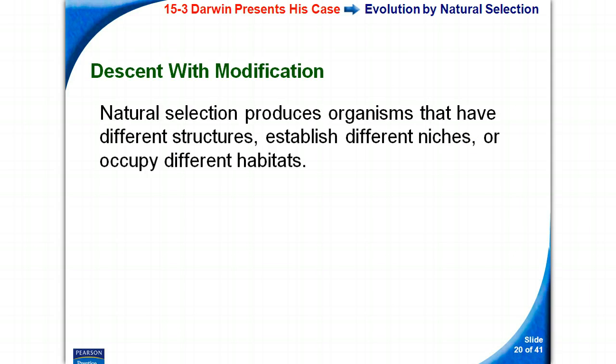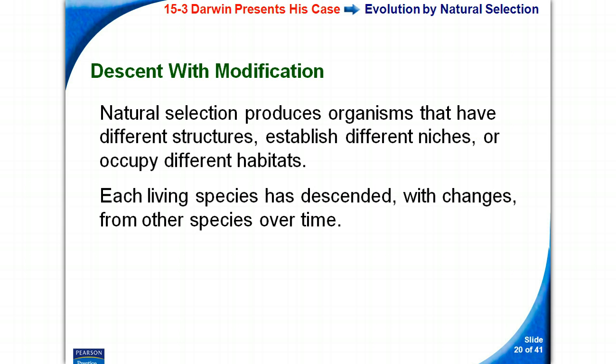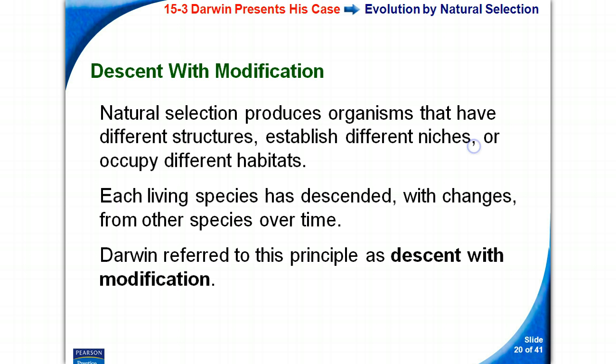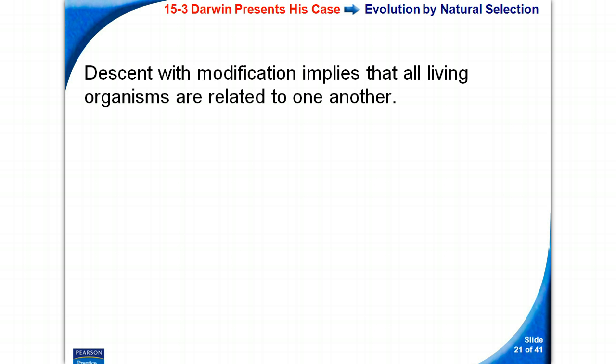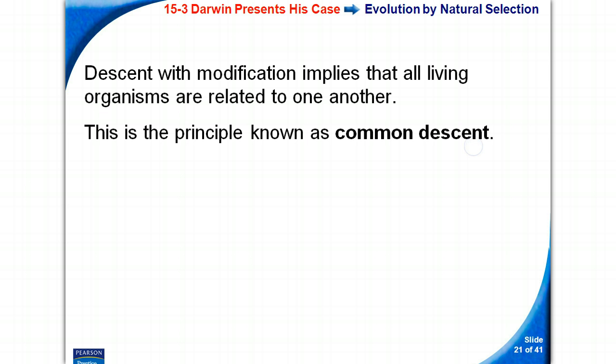Descent with modification. Natural selection produces organisms that have different structures, establish different niches, or occupy different habitats. Each living species has descended with changes from other species over time. Darwin referred to this principle as descent with modification. Descent with modification implies that all living organisms are related to one another. This is the principle known as common descent.